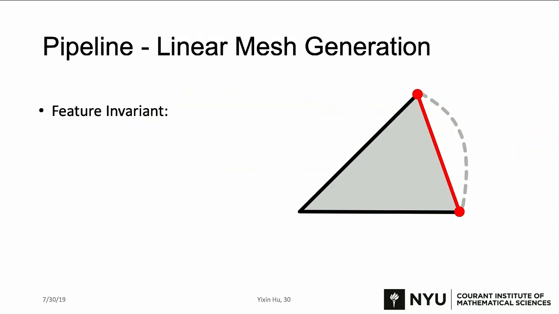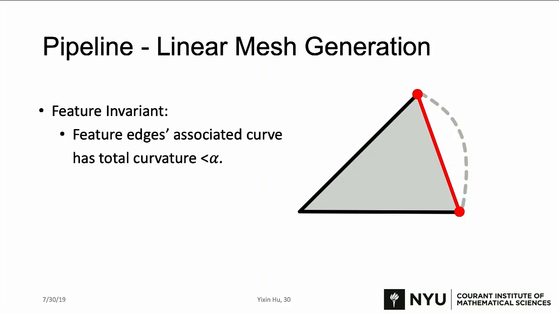The first difference is, besides the environment constraints on quality, envelope, and inversion of the original TetWild, we add another environment constraint, that is the feature environment constraint. This constraint first requires that all feature edges marked in red on the right have their associated curves having total curvature smaller than alpha.